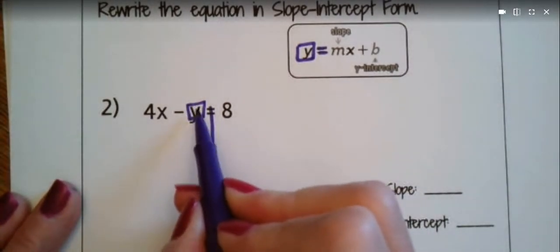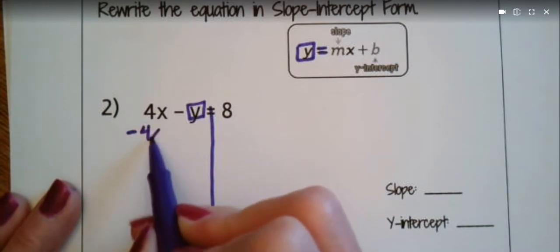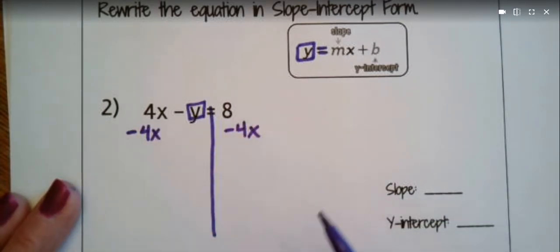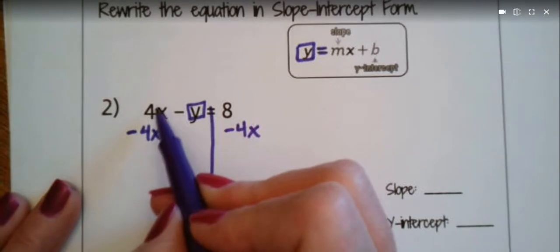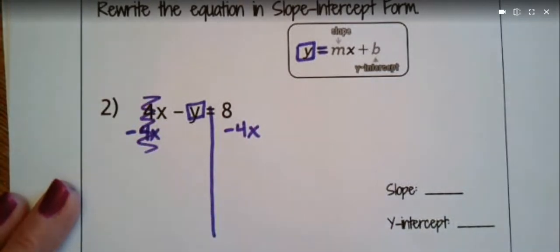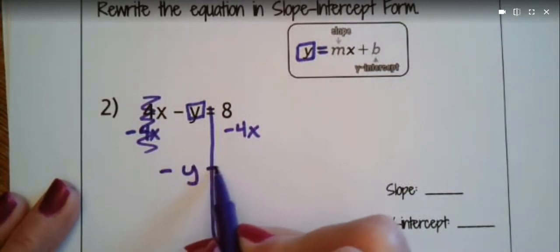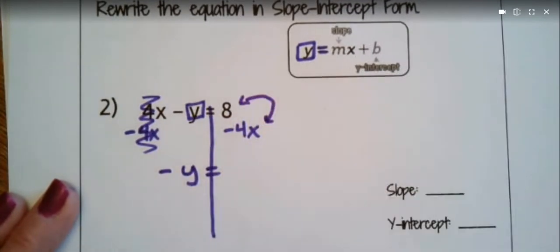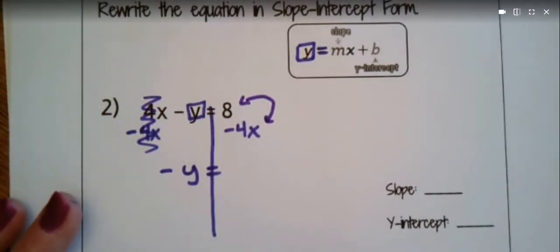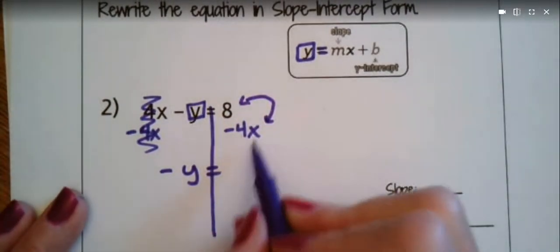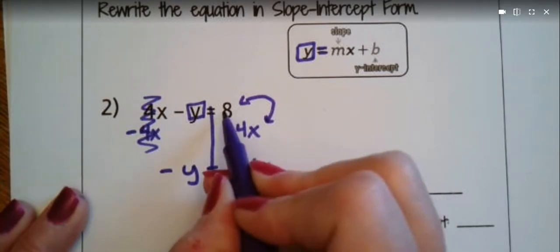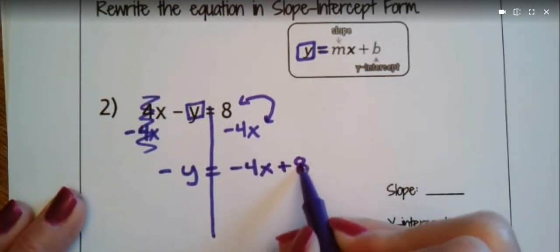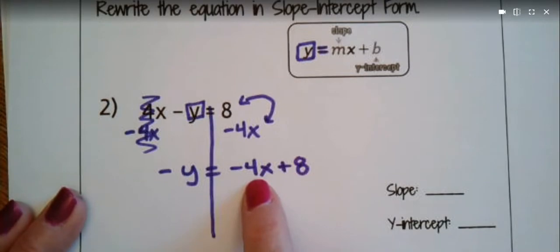All right, let's get the y by itself. Let's take away 4x to both sides. So 4x minus 4x, that just cancels and makes that a 0. So I'm going to bring down -y. Now here, I want to be sure I put these two terms in the correct order. So I want the -4x first, and then the positive 8 after that. Okay, because the term with the x needs to come first, just like it does up here in this equation.